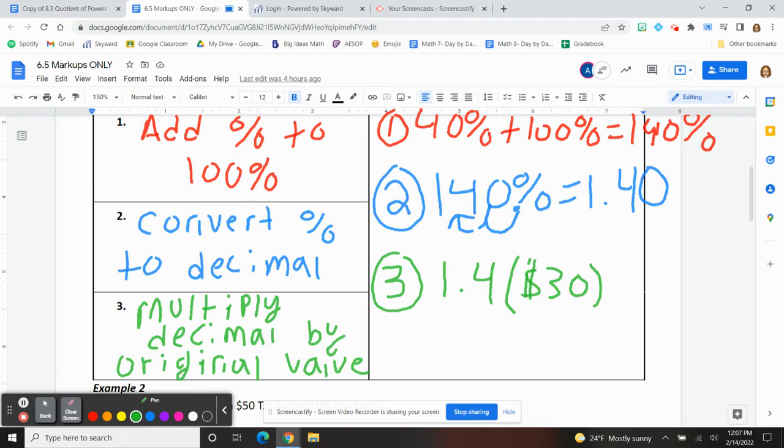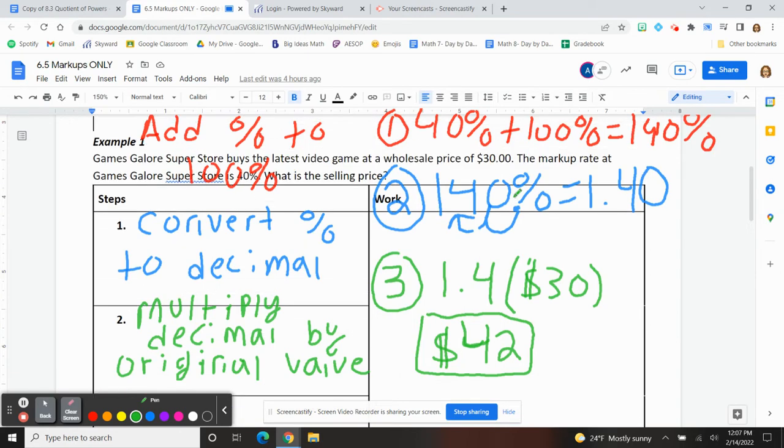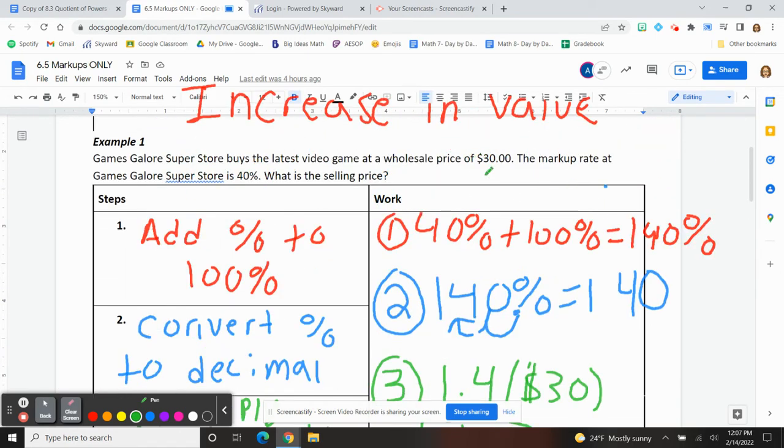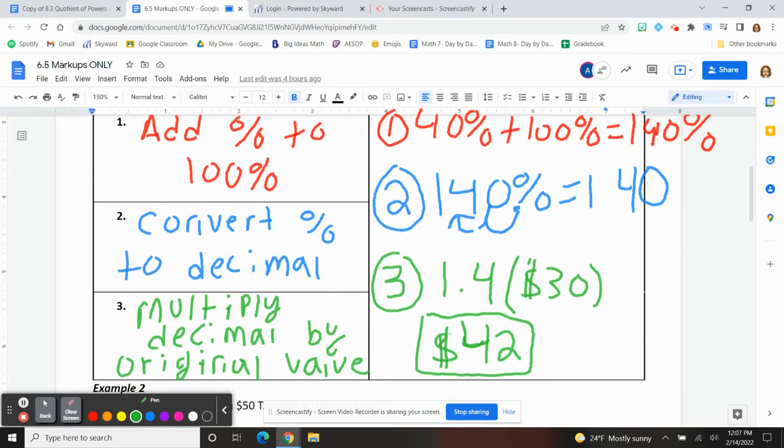So our final answer, our markup price, is $42. Do not forget to unit it. Do not forget units. And circle it. There we go. You can have 42.00. That's fine. So in other words, this store buys the video game at $30 and it will sell it to the public for $42. In other words, the store is making $12 profit for every video game they sell.